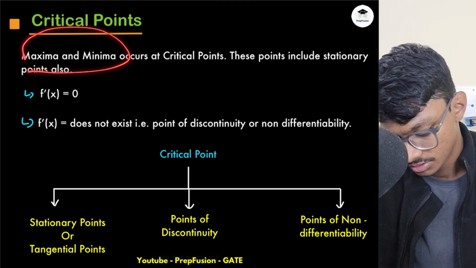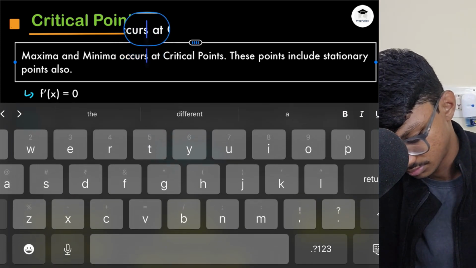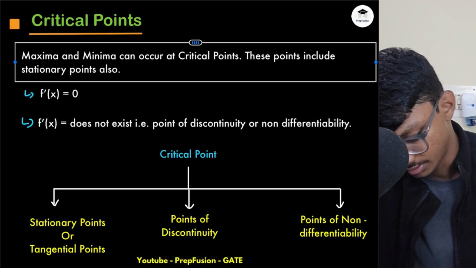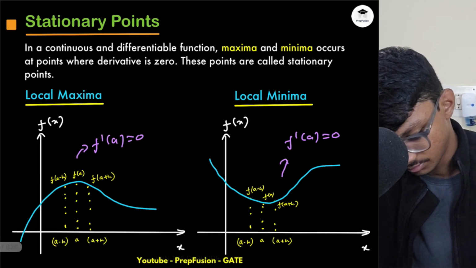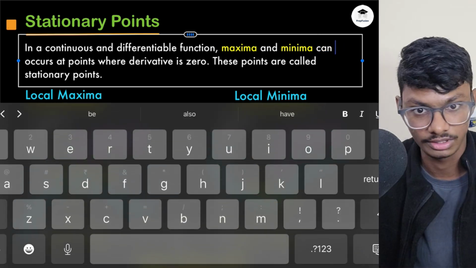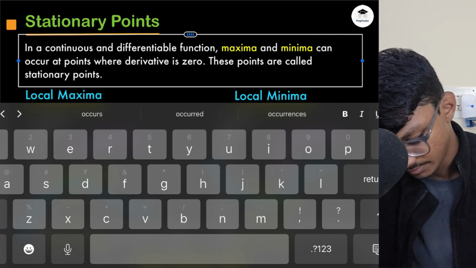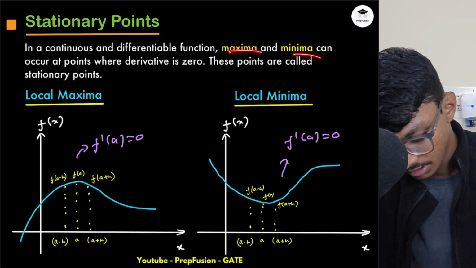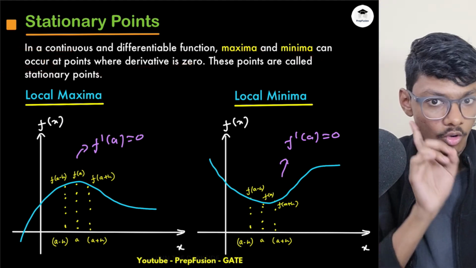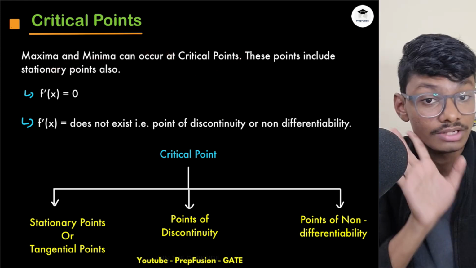Okay. So maxima minima can occur at critical points. I should write can occur, because you will be confused, right? You will say that it should occur at all of the critical points. No, that is where the confusion lies. Here again the same thing, like maxima minima can occur at points where derivative is 0. Can, but not always. Here also maxima minima can occur at critical points, but not always.